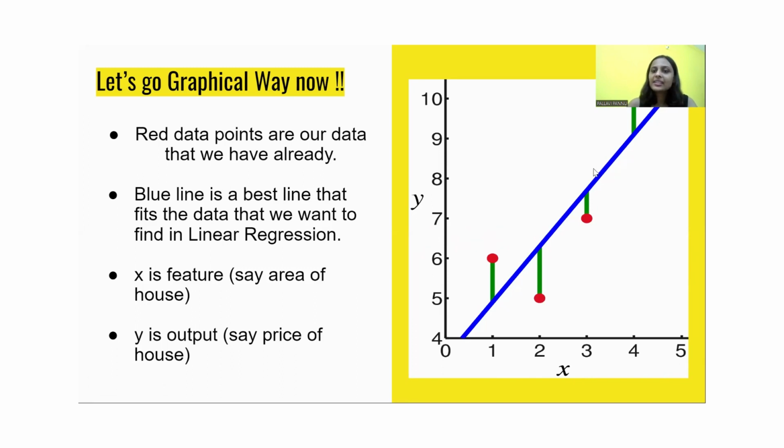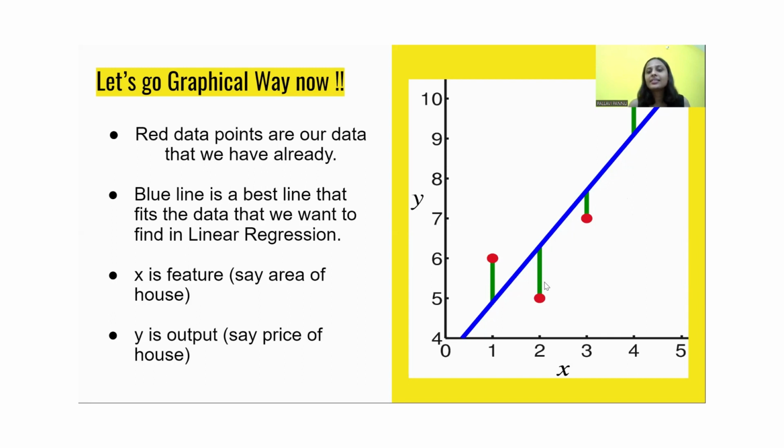These red data points are the data that we already know, right? Linear regression is a supervised learning algorithm, and in a supervised learning algorithm we always have the data: we have X and we have the Y. These red data points represent our data. And this blue line is the line that we are interested in finding, because it will be easy to map. Now, what are these green lines?